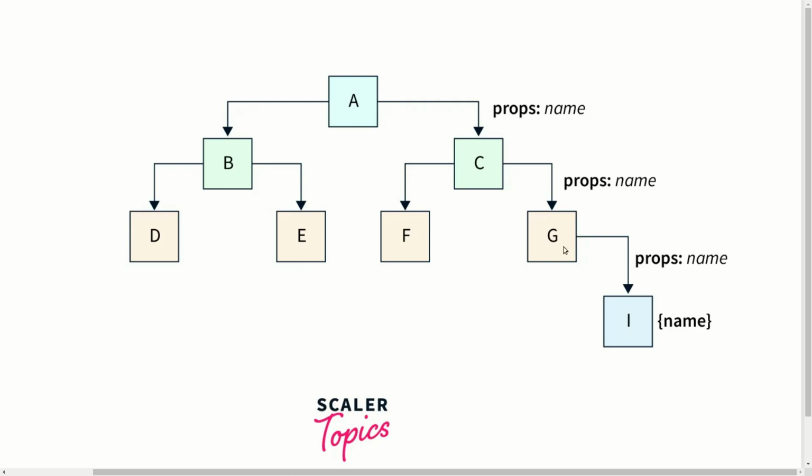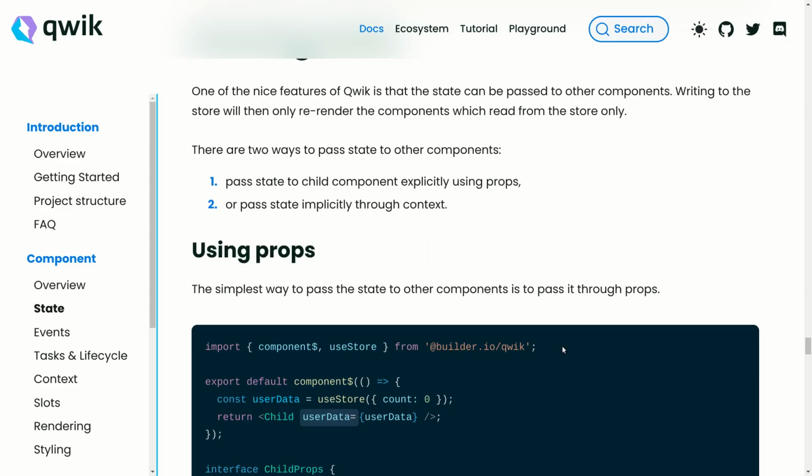And for example, further, this G component also has an I component, and if I would like to use the name which I managed in the A component, I have to first pass the props from A to C, then C to G, then G to I, and finally I can have the name value in my I component and I can use that. Okay, and how can you do that?